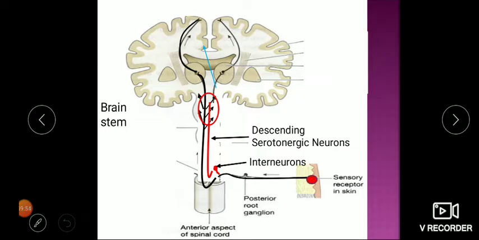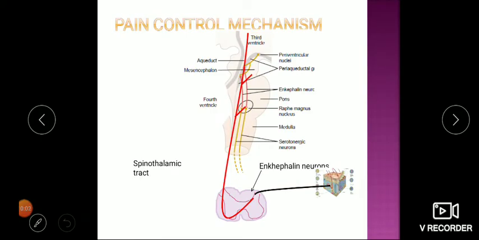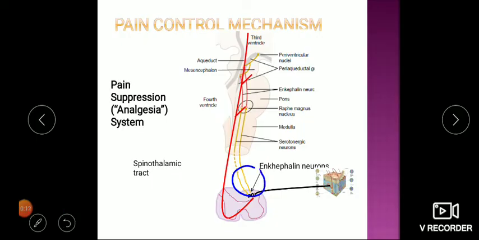So again it is doing the same mechanism, that is a presynaptic inhibition only. So what happens? It will get blocked now. So similarly here you can see in the pain control mechanism, enkephalin neurons are here. Okay. So this is the pain suppression mechanism. So whatever we have discussed, so many areas are there.